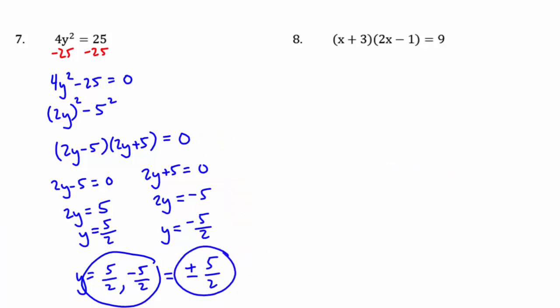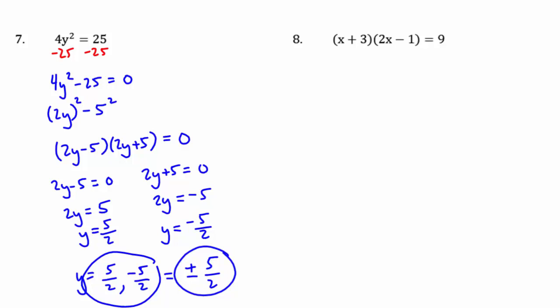Now let's look at number 8. Number 8 says, oh great, look, that's already factored for us. So we can say x plus 3 equals 9, or 2x minus 1 equals 9. And don't do that. That's why I didn't write this down. Don't do that. You can only split those up if it's equal to 0.